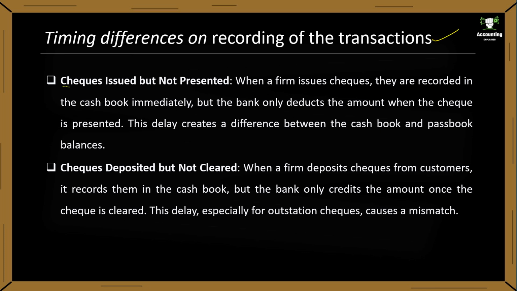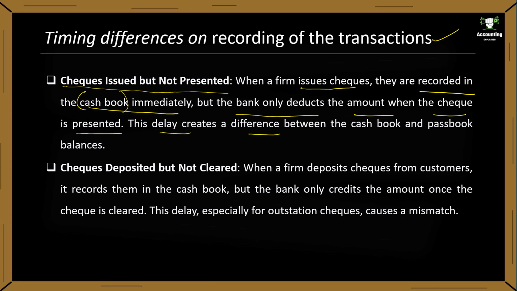First point for that is checks issued but not presented. When a firm issues checks, they are recorded in the cash book immediately. As soon as we issue a check, that will be recorded in the cash book, but the bank only deducts the amount when the check is presented. Bank will come to know about the issuance of check only after the check is presented to it for payment. This delay creates difference between the cash book and the passbook balances.